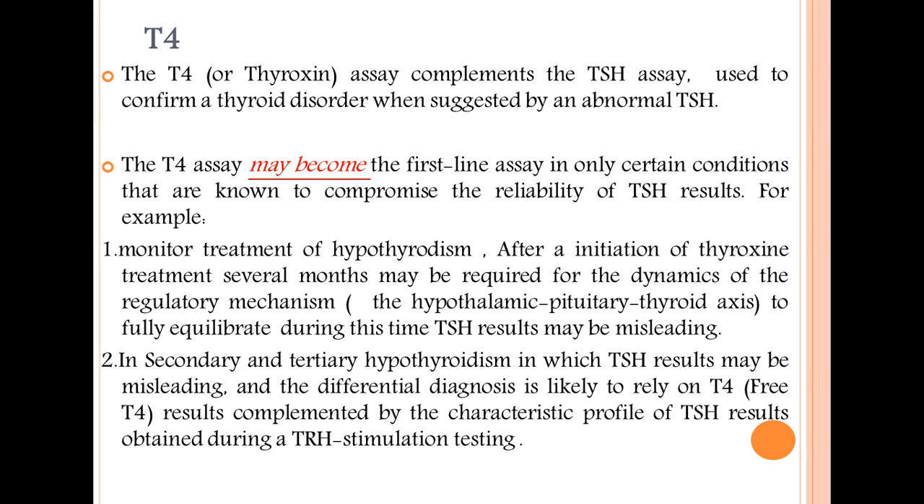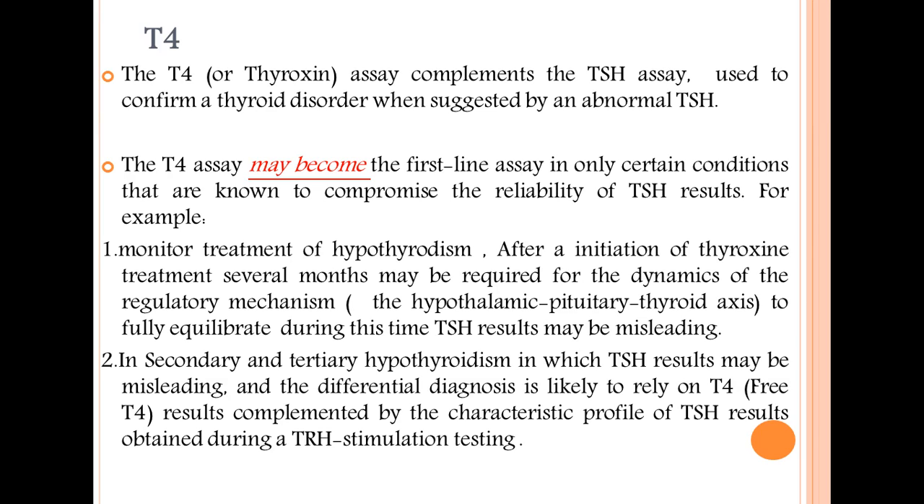In this case, it is not very useful to measure the level of TSH, and we can use T4 as an alternative, and it will be more reliable. Likewise, if I have a defect in the hypothalamus, I have tertiary hypothyroidism. In this condition also we depend on the level of T4.